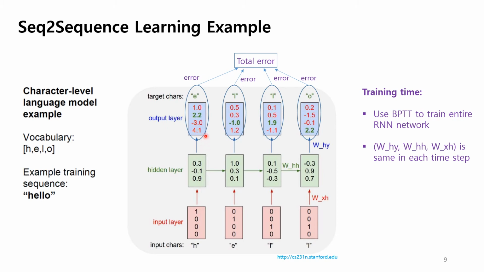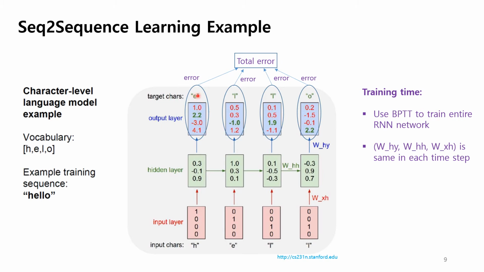So anyway, using this hidden layer, we compute the value of the output layer here. In this case, we choose the maximum likelihood. 4.1 is the highest one. So the prediction, the output at this time step, is actually O, because this is the highest likelihood, 4.1, which corresponds to O. So the output of the RNN is O.